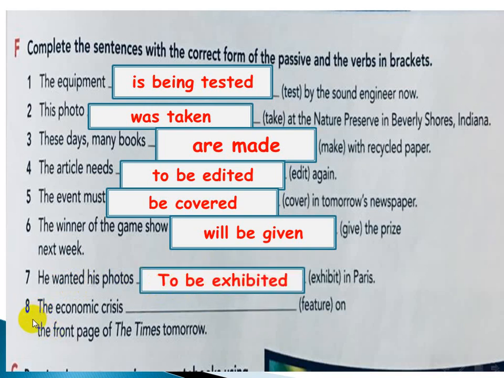Number 8, the economic crisis on the front page of the Times tomorrow. We have "tomorrow." So kindly put a line on this one. It indicates the future. So what can I use? Will plus be plus the verb 3 or the past participle, featured.